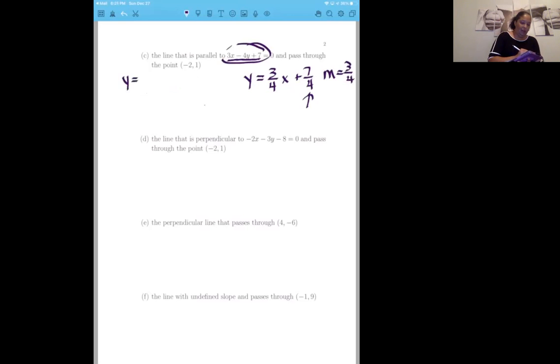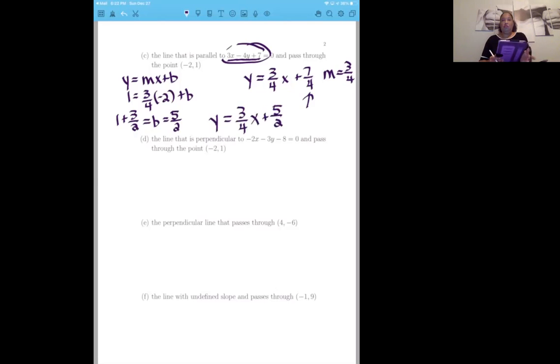I'm going to plug it into y equals mx plus b. So y is 1, m is 3/4, x is -2, plus b. 3/4 times -2 gives me -3/2. And I'm going to add that to both sides. And that gives me 5/2. So the equation of my line is y equals 3/4 x, 3/4 is my slope, plus my y-intercept, 5/2.